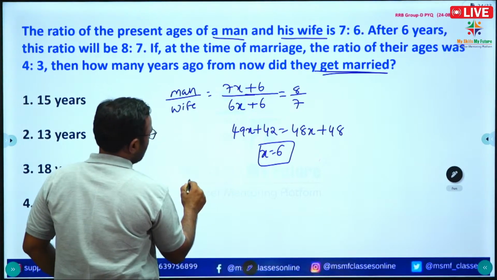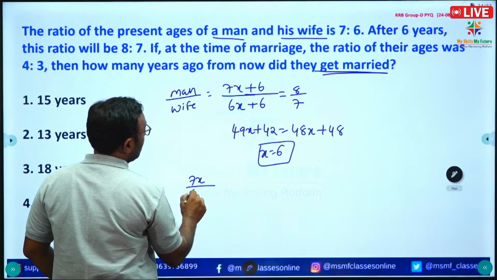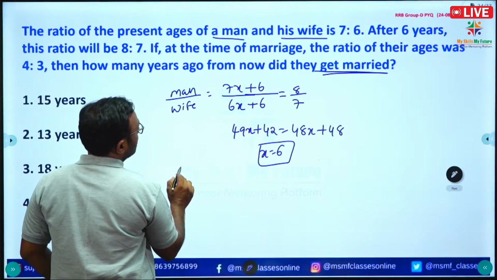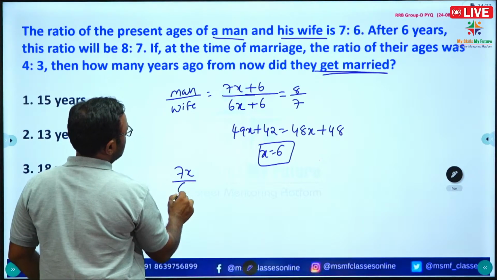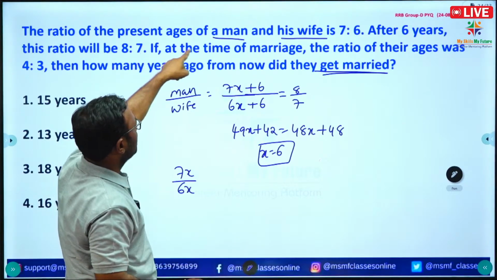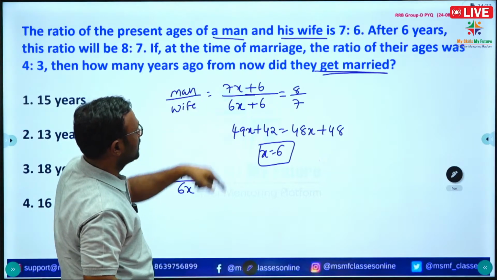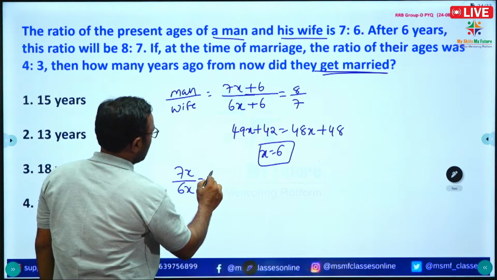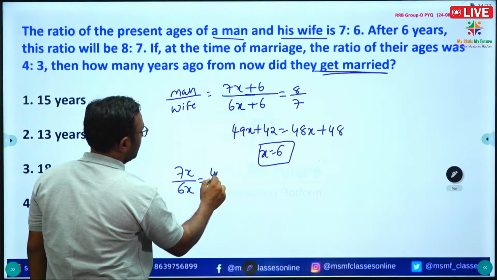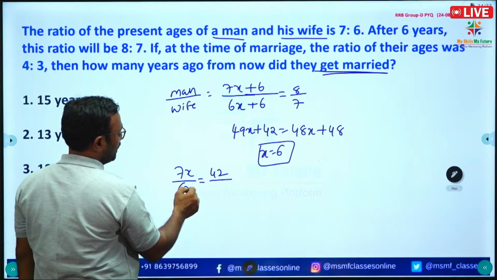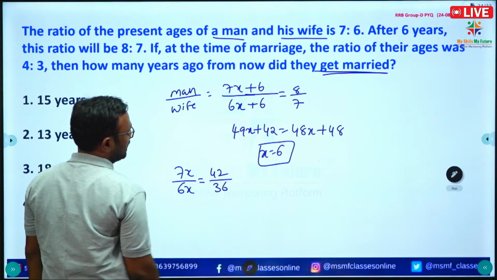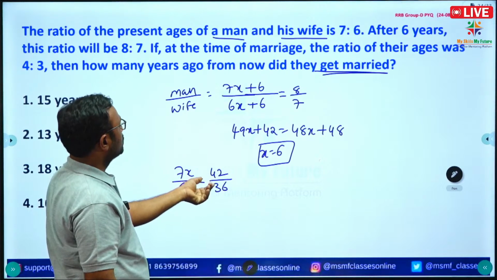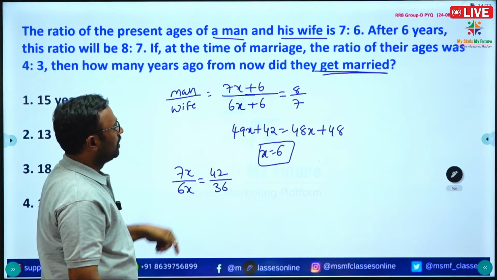See here, 7x by 6x. The ratio of the present ages of man and his wife is 7x by 6x. What is the age? 7 sixes are 42, 6 sixes are 36. So this is the present age of man and his wife.